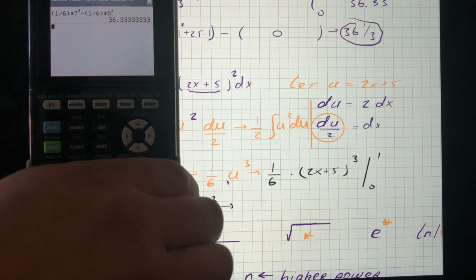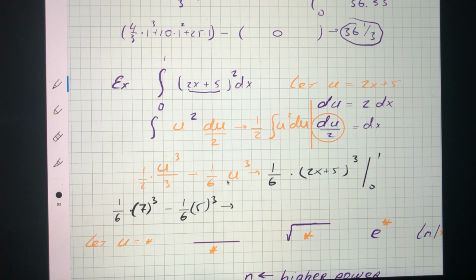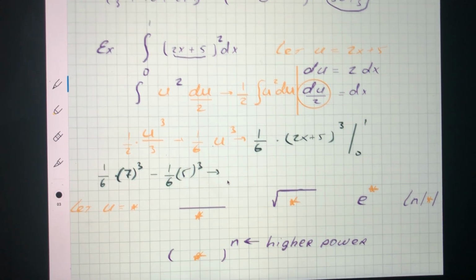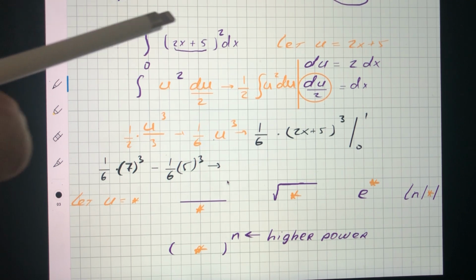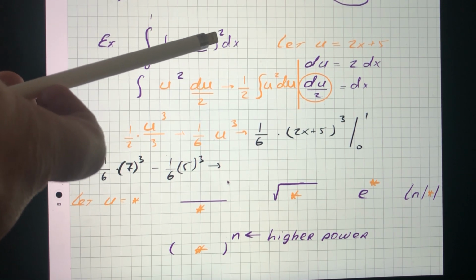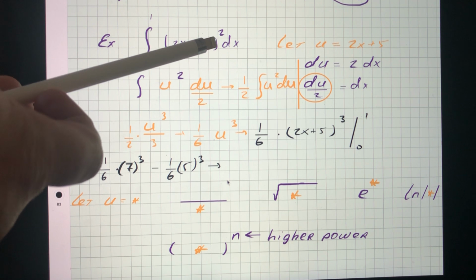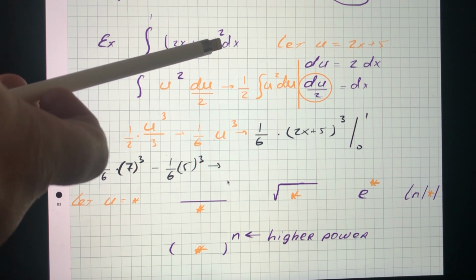Now, that confirms that we get the same answer using the u substitution, and the u substitution works even if this power happens to be 20, not just 2. And that's a much easier way to do the u substitution.